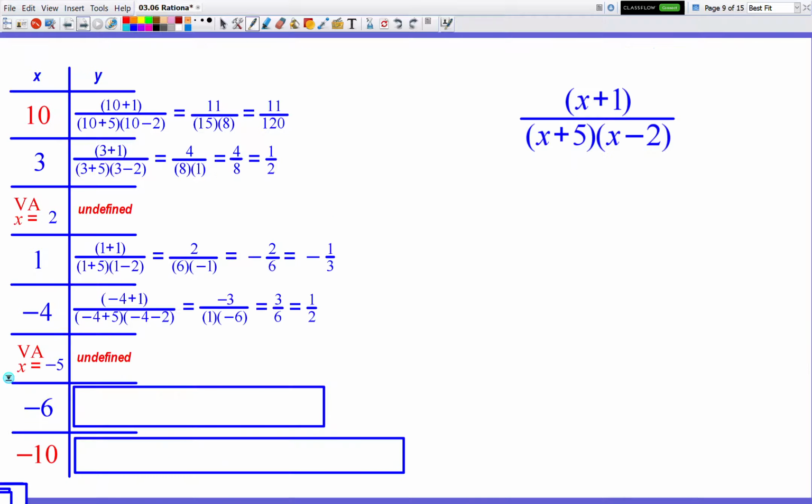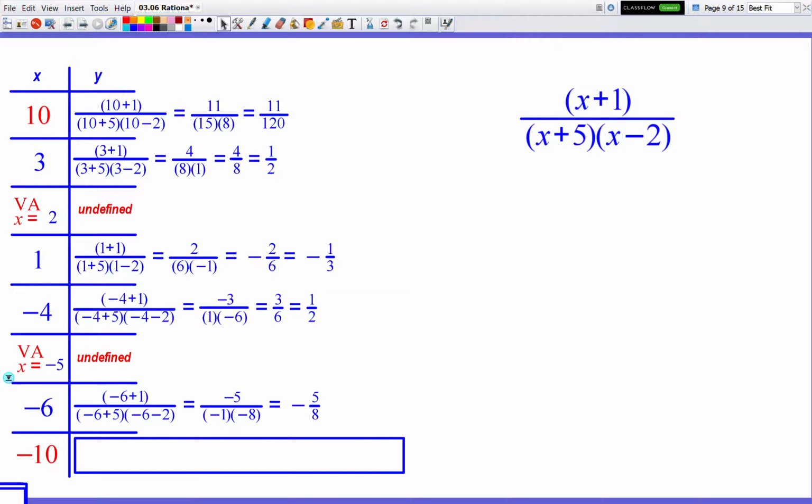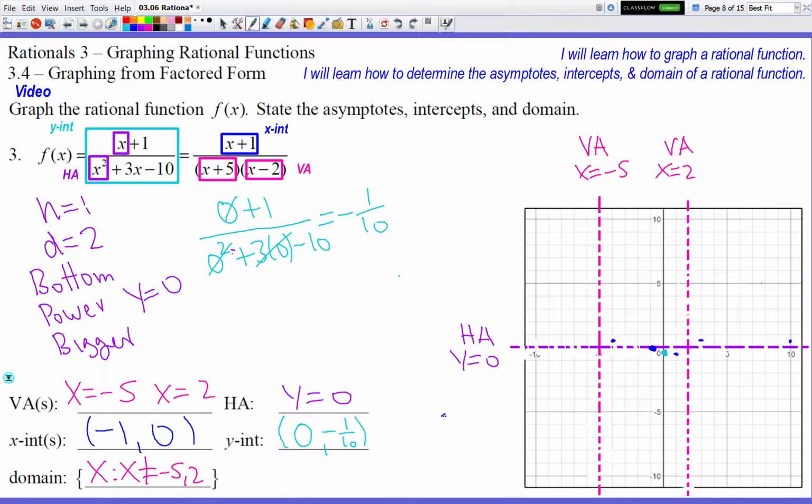Okay, then we're going to plug in negative 6, and when I plug in negative 6, we get negative 5/8. So negative 6 comma negative 5/8. So that's right about there.